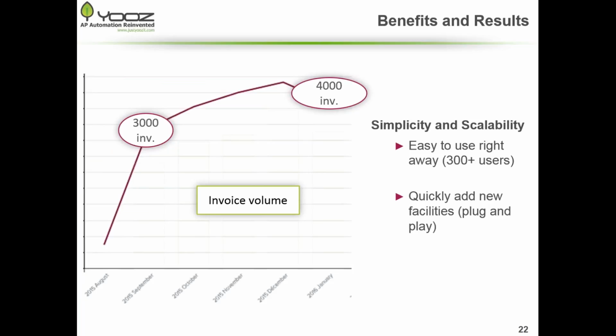As you can see, after just a month, they reached their cruising invoice volume. After just a month, they were processing 3,000 invoices in the system, and in January 2016, they were processing 4,000 invoices. So the benefit really was just simplicity and scalability, easy to use right away. They had more than 300 users on their system.